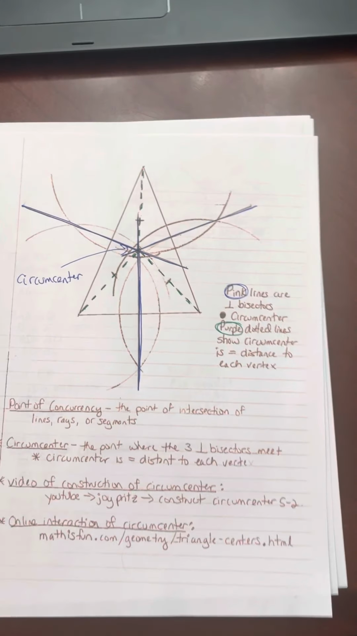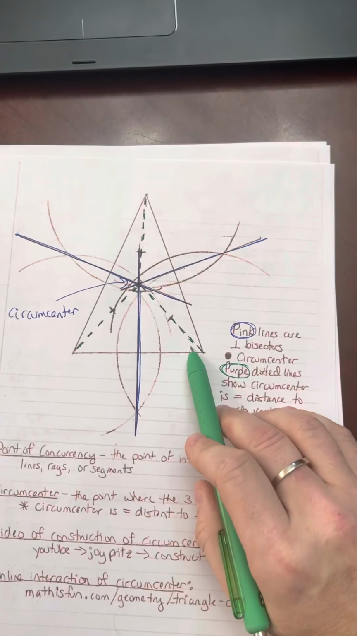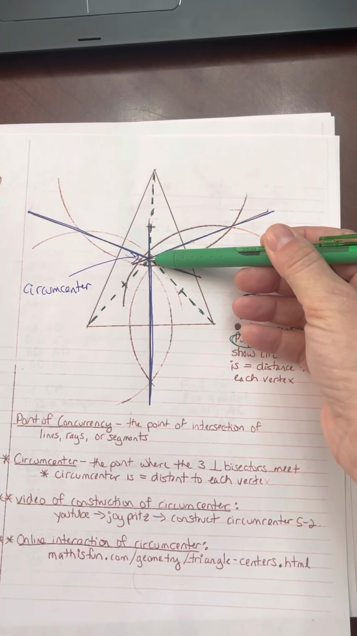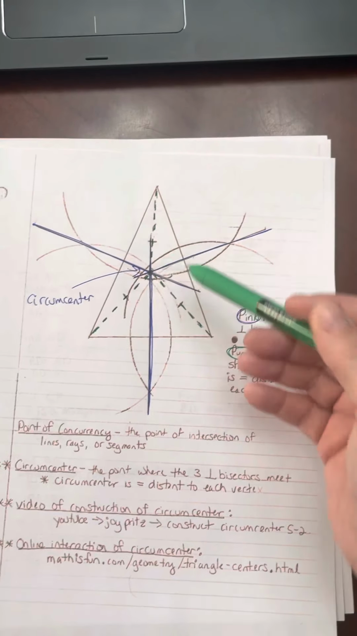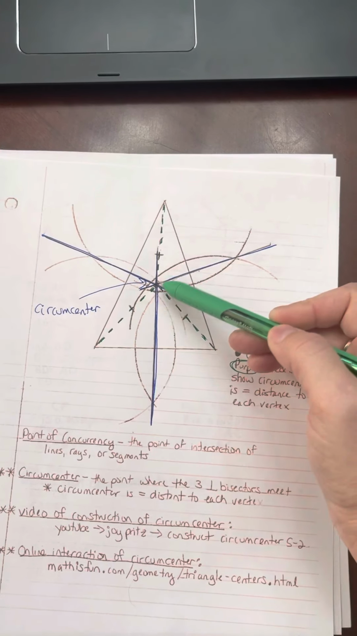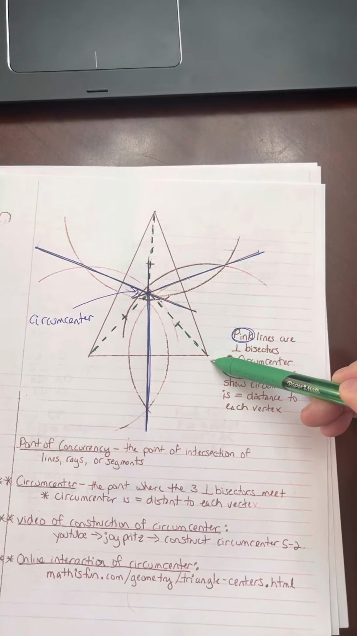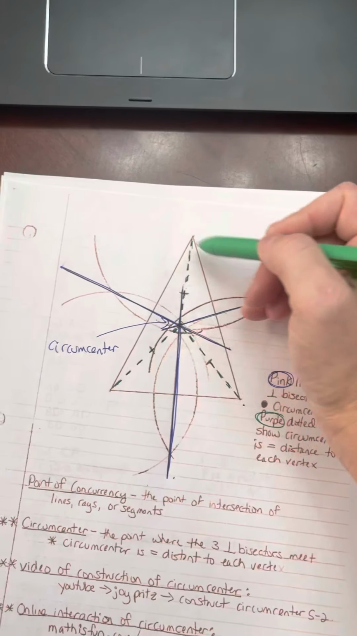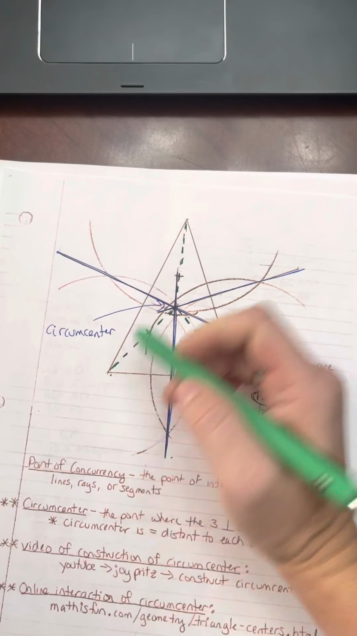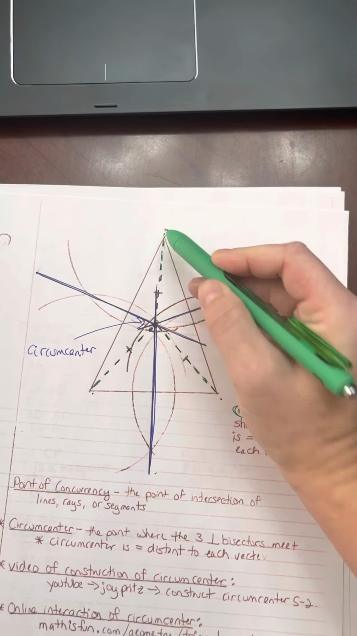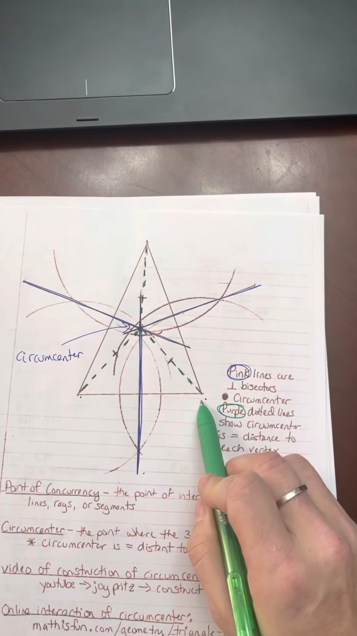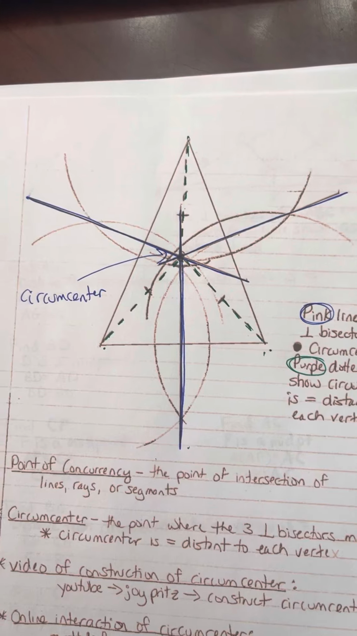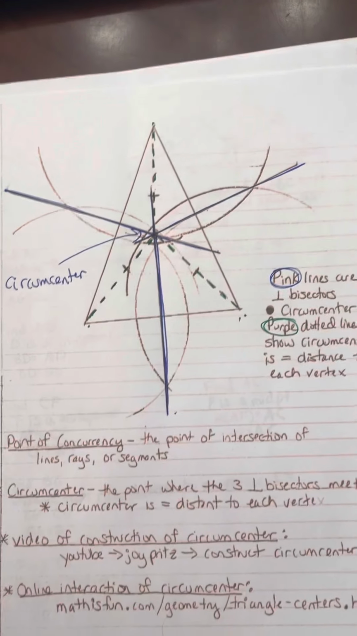Taking that a step further, you can see that I have dotted lines drawn here. So I did my construction to identify the circumcenter. The next part of information that you need to know is that the circumcenter is equidistant to each vertex. So blue is perpendicular bisectors. These green dotted lines are all the same length. So from here to here is the same length as here to here, is the same length as here to here. So circumcenter is the meeting point of perpendicular bisectors and equidistant to each vertex. That's the big takeaway from today.